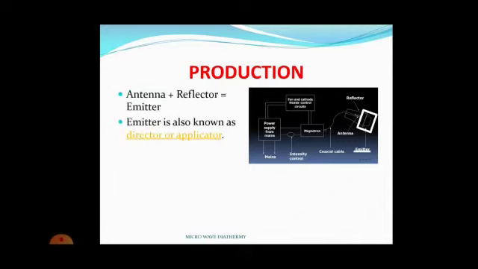Now what is an emitter? When you combine this antenna and reflector, it will be known as the emitter. The function of the emitter is to emit microwaves, so this is the output of microwaves. This emitter is also known as a director or applicator. In different places different names will be used, either emitter or director or applicator, but otherwise they are all the same. The function of the emitter or director or applicator is to emit microwaves towards the patient.